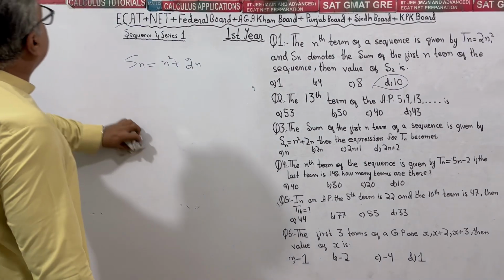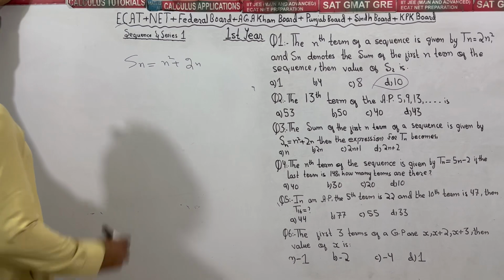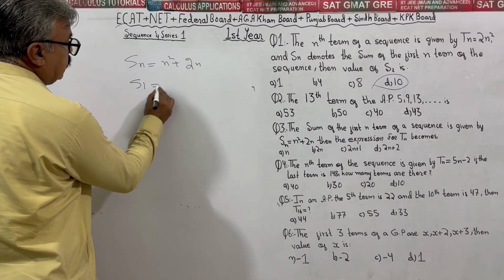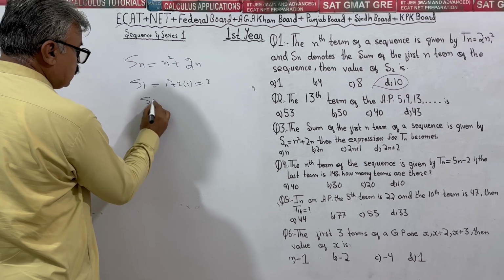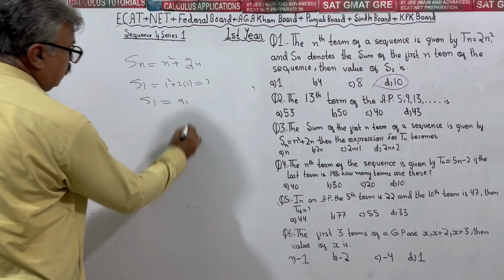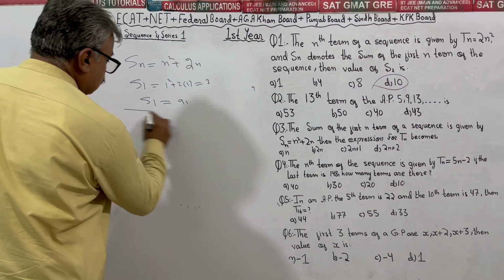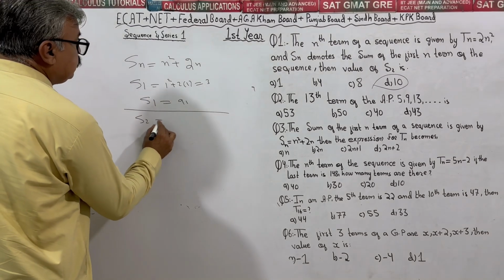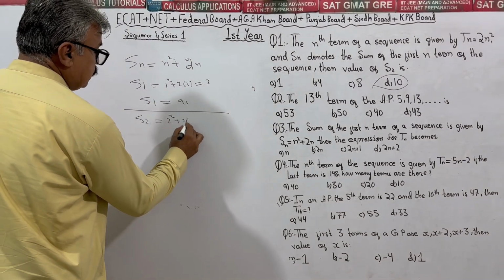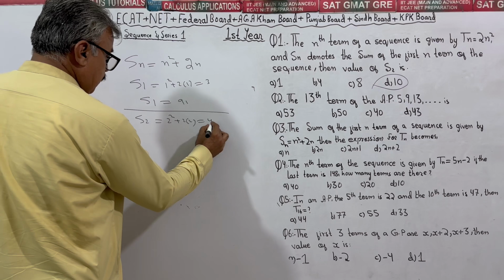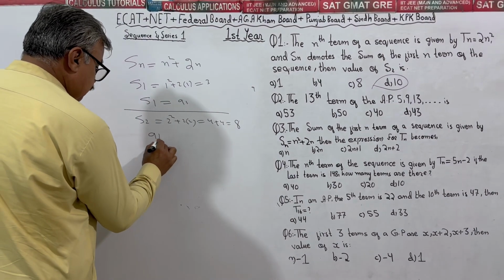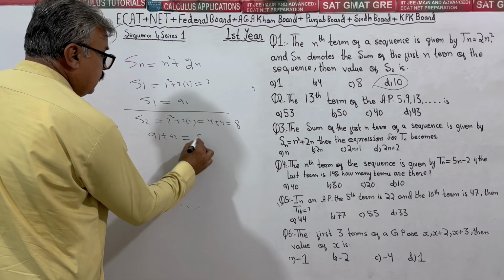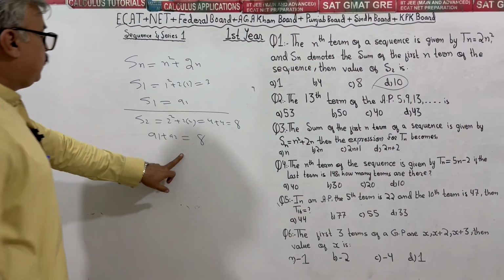A good question to watch or explore. Let's see and find out. S1 is 1 square plus 2 times 1. It will become 3. S1 means sum of the first term, only the first term, A or A1. S2, sum of the first two terms, is 2 square plus 2 times 2, 4 plus 4. It will become 8. S2 means the sum of the first two terms, A1 plus A2, is equal to 8.